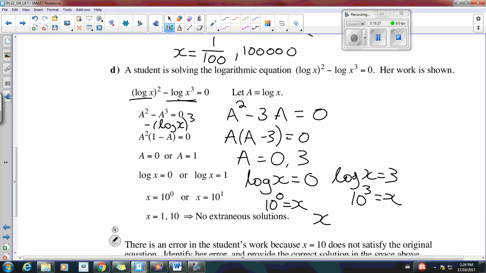So our x values here, well, 10 to the power of 0 is 1. 10 cubed is 1,000. So our solutions are 1 and 1,000. So we could go back in and check, and that's where she found her answers to be wrong. If you'd substitute those values in or solve by graphing, you'd find that 10 was not a solution. So something went wrong.